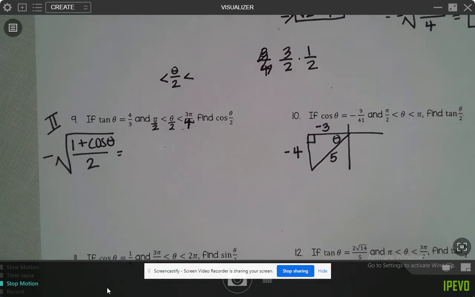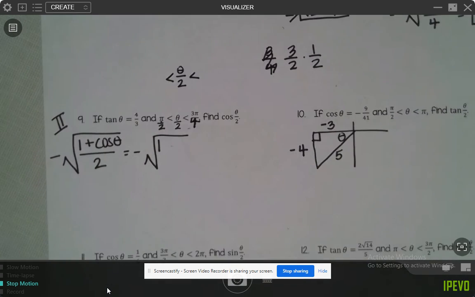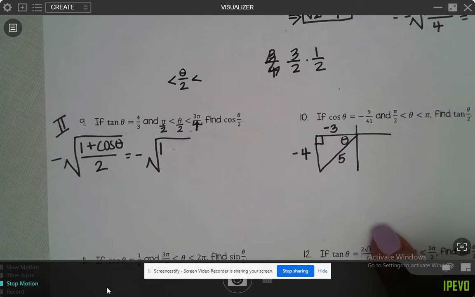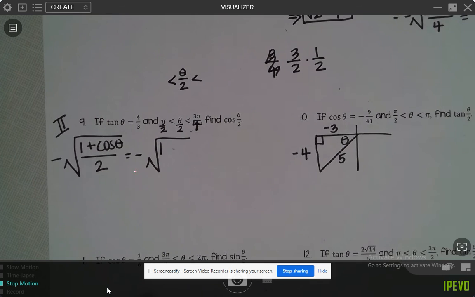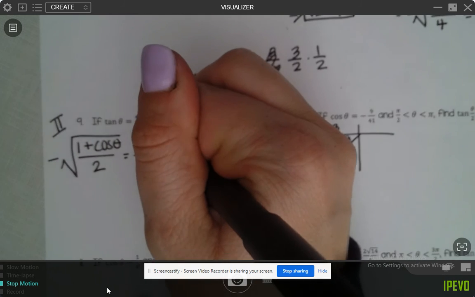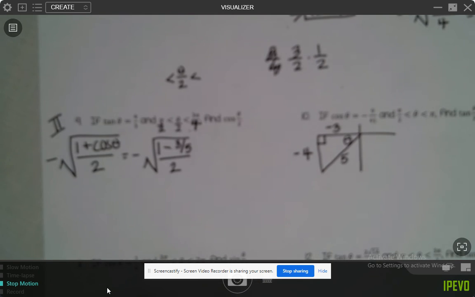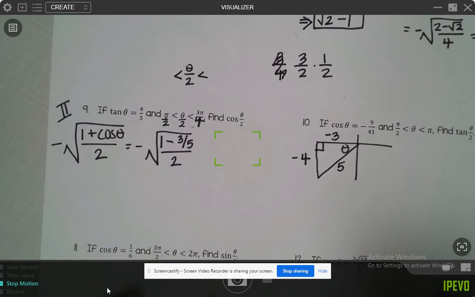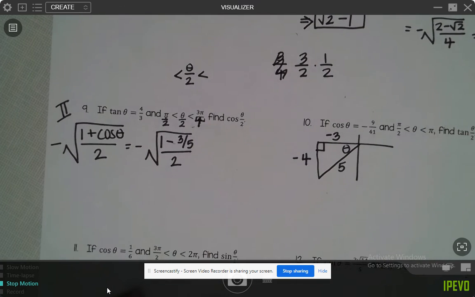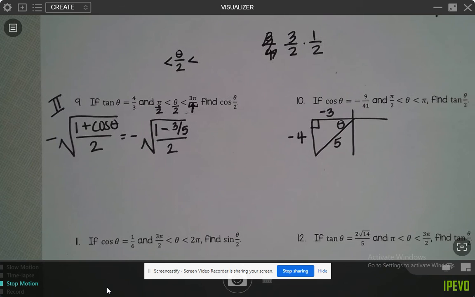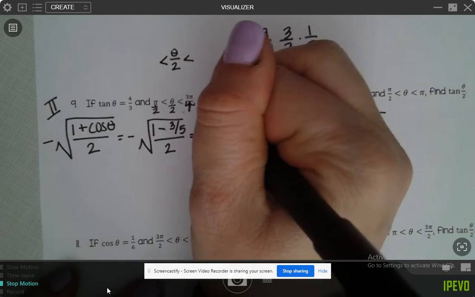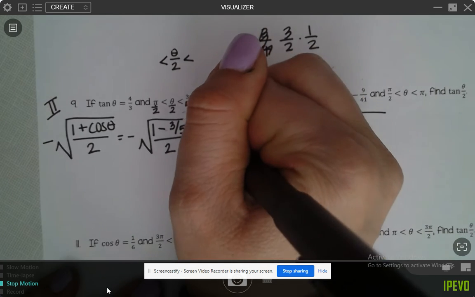Okay, now, here we go. Negative square root of 1. Now we need the cosine of theta, so you need to come over to your triangle. What is the cosine of theta? Cosine is defined as what over what? So that is negative 3/5. So minus 3/5 divided by 2. All I did is I used my triangle, still on number 9. What do I have to do from here? Common denominator. Negative square root of 5 minus 3 over 5, divided by 2.